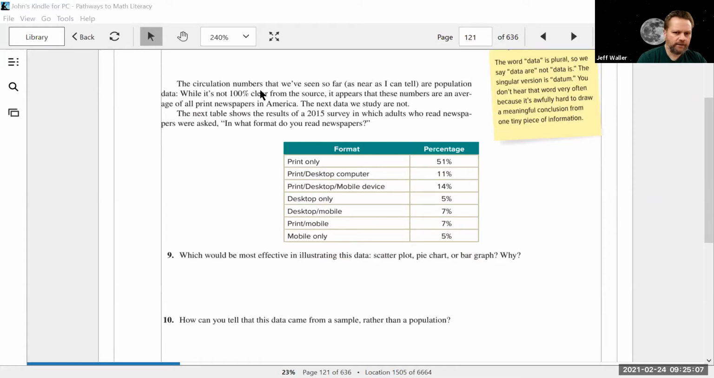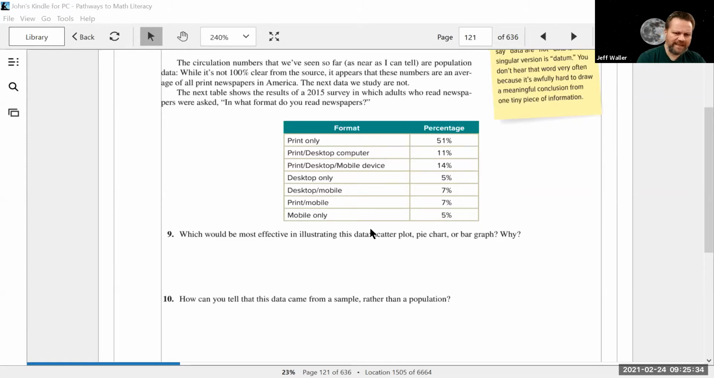Now they ask people how they get their news, and they give all these answers. Can somebody tell me why it would work to put this in a pie chart? Remember pie charts? Why would a pie chart work for this? What was the main thing that had to happen for a pie chart to work? The total is 100%. Yep, total's 100%. I love it. Would a scatter plot work for this?